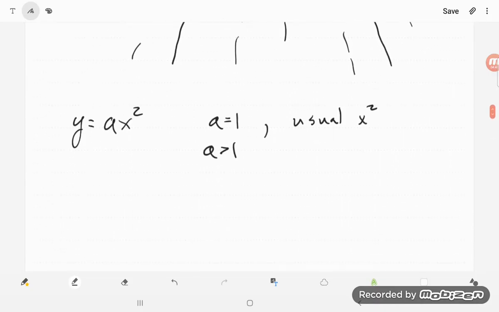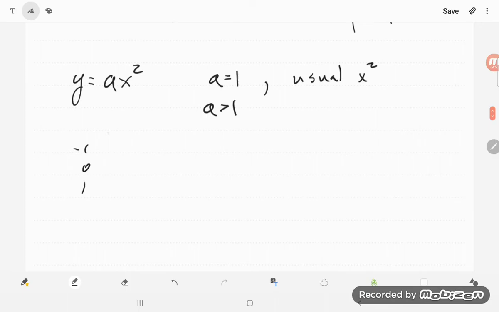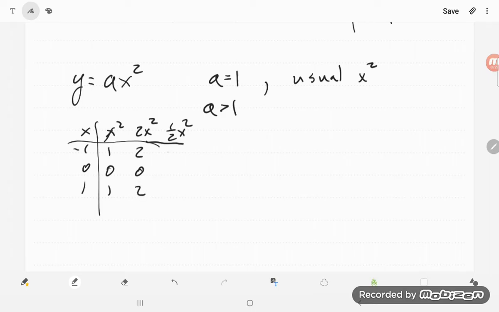Now, why narrower? Well, let's take just a couple of values here. So -1, 0, 1. And let's compare x, x squared, and let's say 2x squared. And we'll also add in 1/2 x squared. So for x squared we get 1, 0, 1. But notice with 2x squared we would get 2, 0, 2. And with 1/2 x squared we would get 1/2, 0, 1/2.